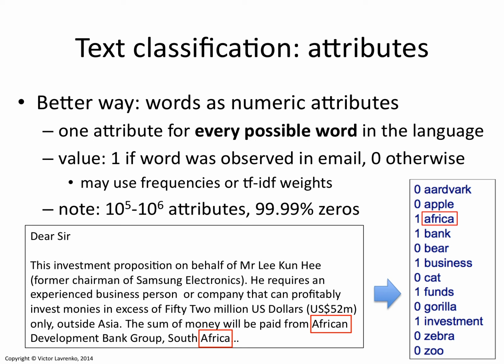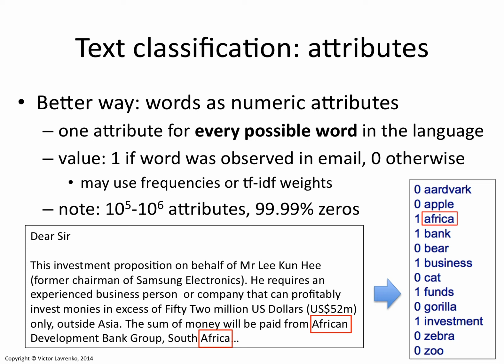And the way we're going to use those attributes is, let's say we make them binary, right? And what they will mean is, if the attribute has value of 1, this means that the corresponding word occurred in the email that you're trying to represent. And if it was 0, this means that the word did not occur.